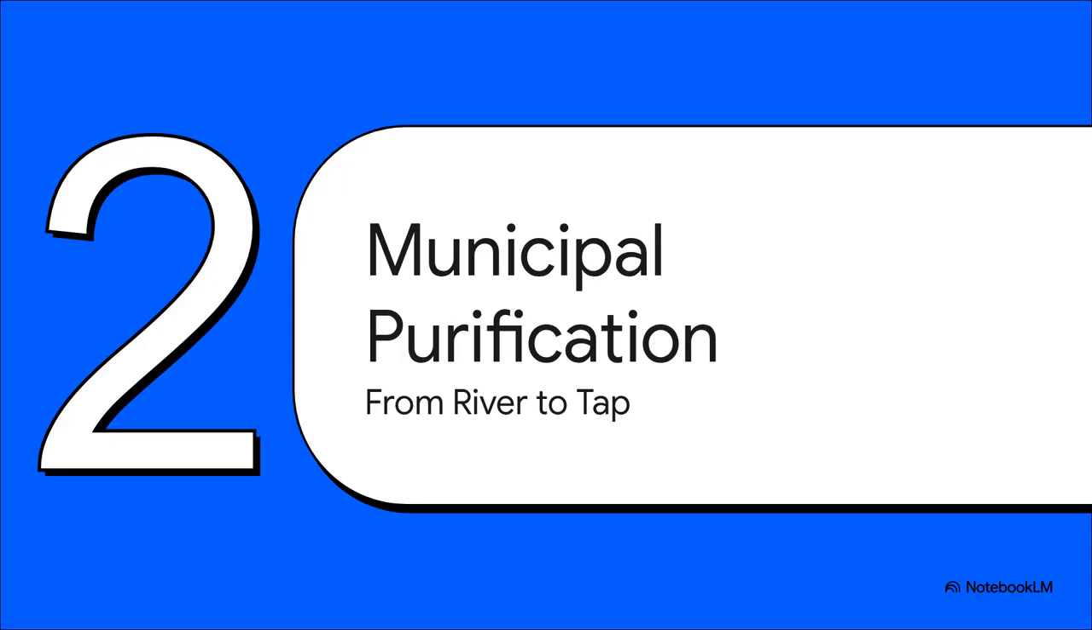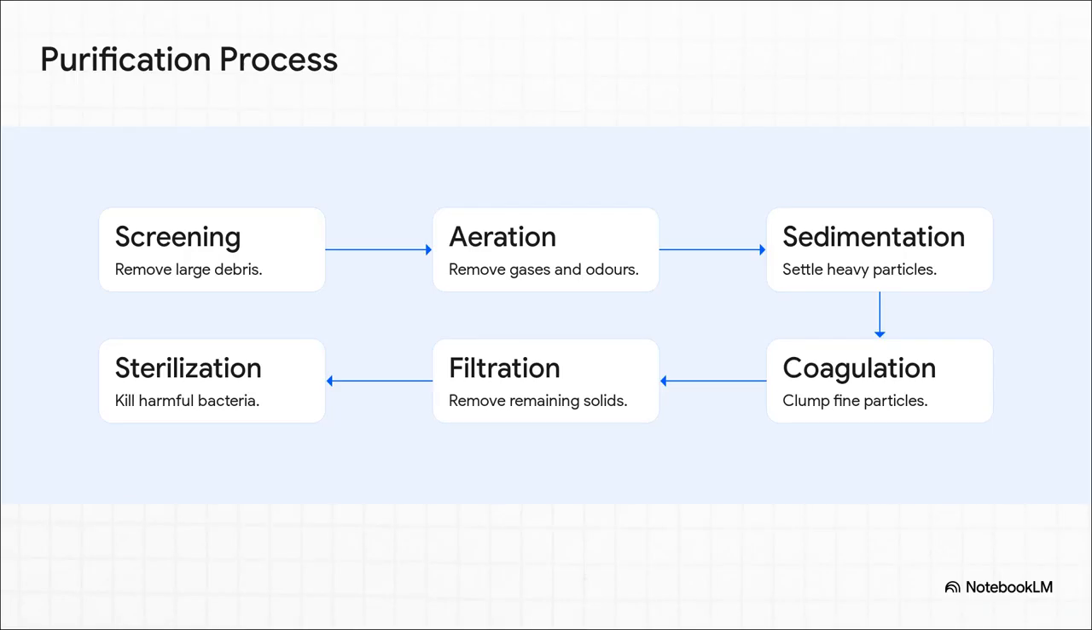So now that we have the language to describe water quality, how do we actually improve it for an entire city? Let's follow the water's journey from a source like a river through a whole lot of treatment all the way to the faucet in your home. It's basically a 6-step process. We start by getting the big junk out with screening and aeration, and we end with the most important step for our health, sterilization. Let's walk through it.